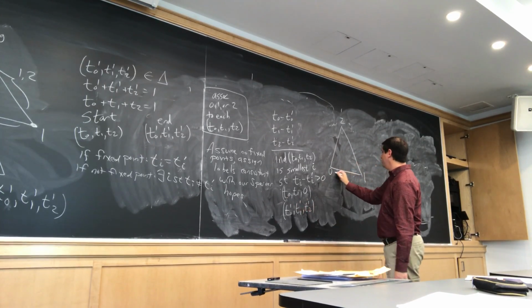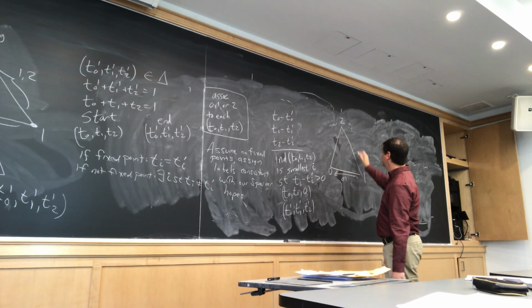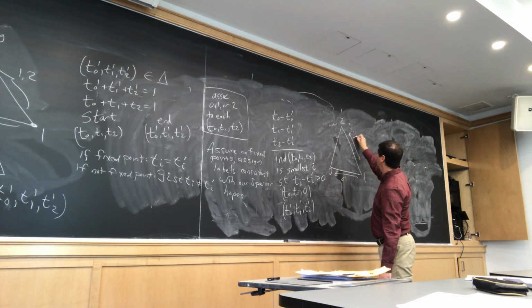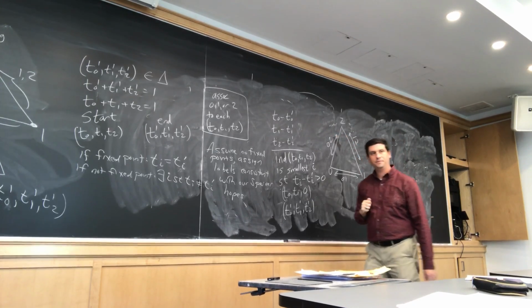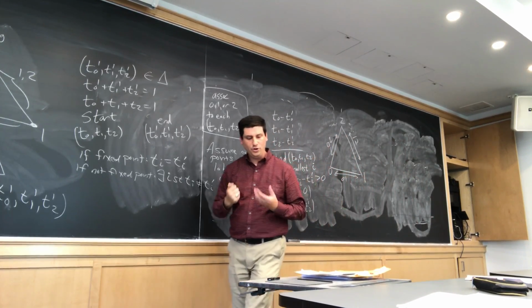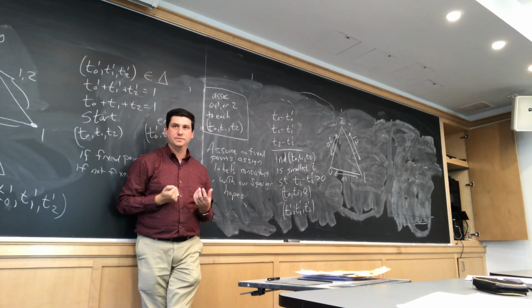So all the stuff down here will get 0, 1 as a label. All the stuff here will get 1, 2 as a label. And all the stuff here will get 0, 2 as a label. And so this gives us a nice function.